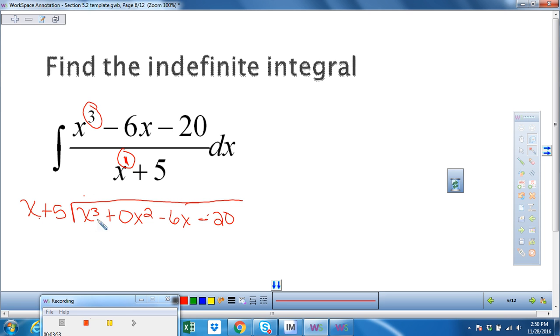What times x will give me x cubed is x squared. So I divide, multiply, subtract, bring down. Divide, multiply, subtract, bring down. So x goes into negative 5x squared, or negative 5x times. So I repeat: I just divide, and then I multiply. So that gives me negative 5x squared plus 25x.